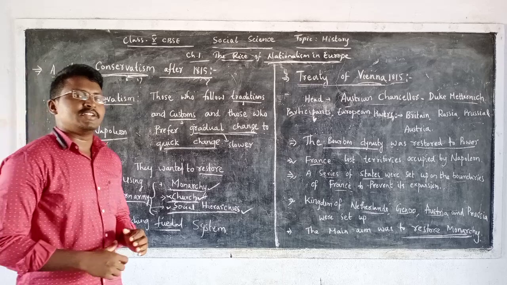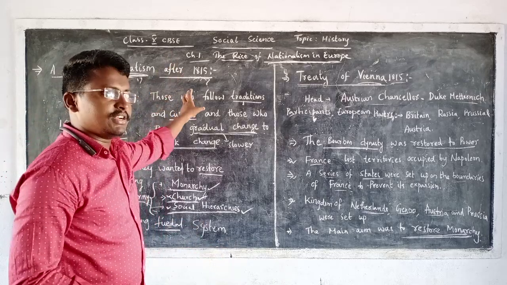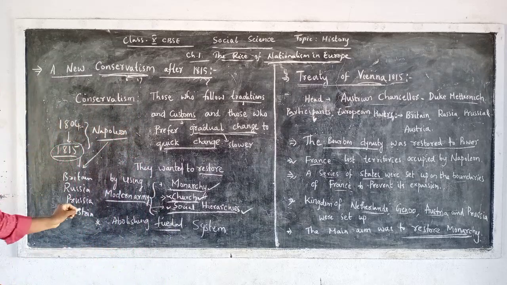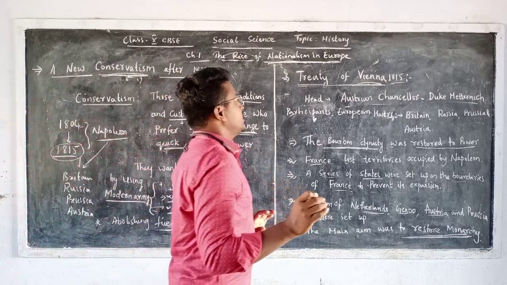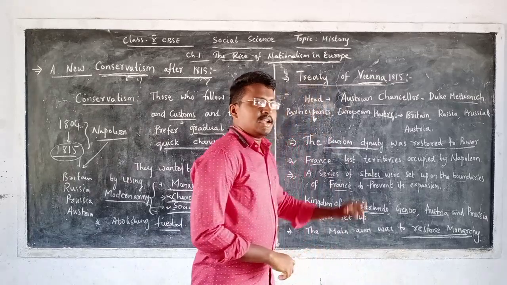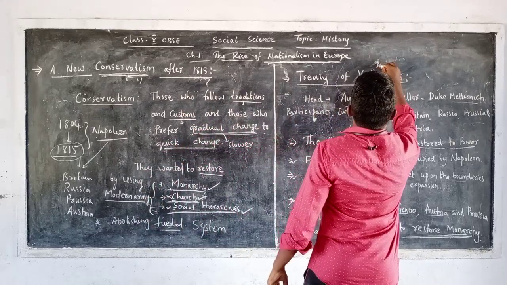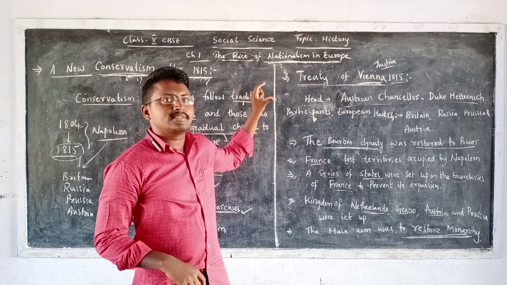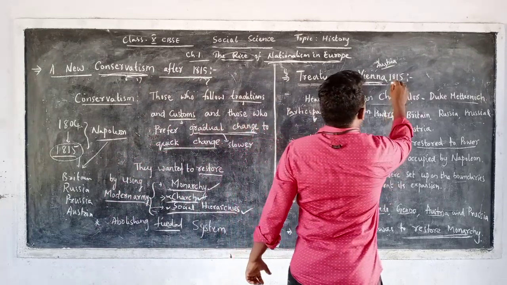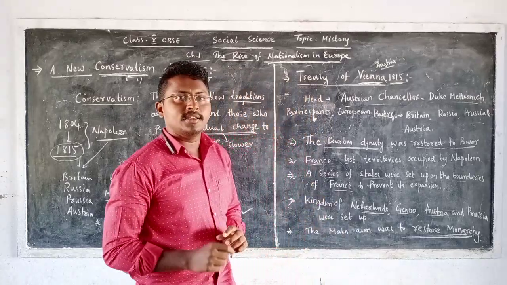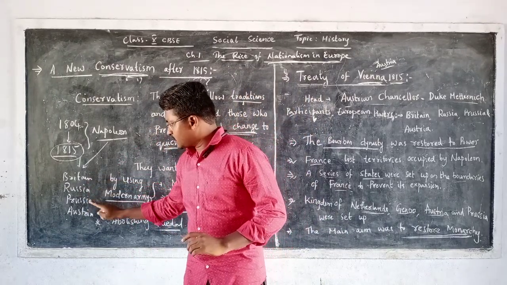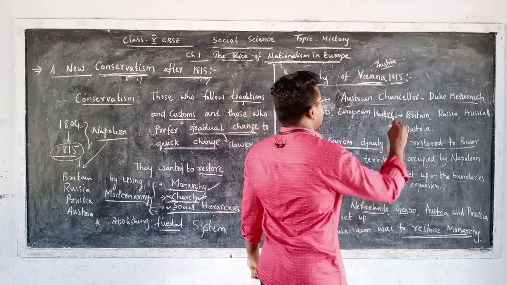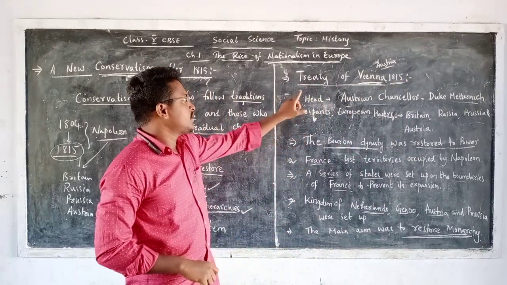Then, as soon as they defeated him, they were trying to follow conservatism. All these four European powers, Britain, Russia, Prussia, Austria, met in a place known as Vienna, which is located in present-day Austria. After meeting there, they came to an agreement that we simply call the Treaty of Vienna 1815. After defeating Napoleon, these four European powers met in Vienna, located in Austria, in the year 1815, and that agreement is the Treaty of Vienna.